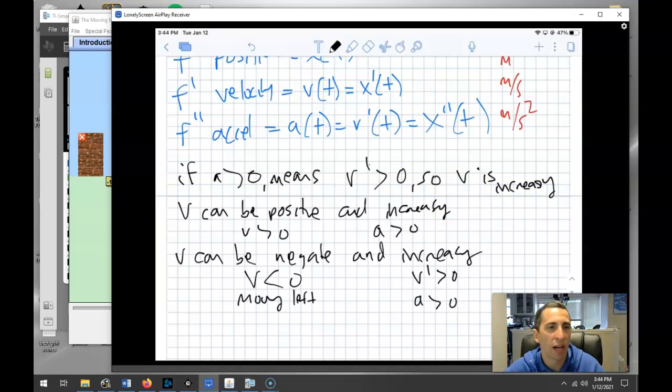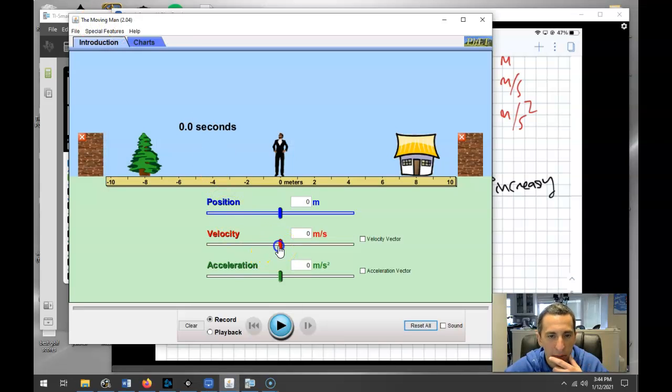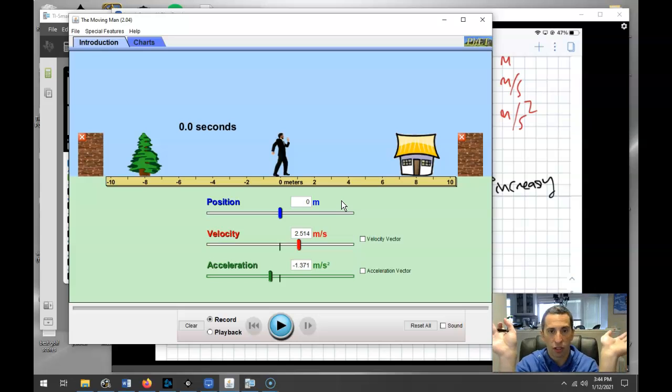You can have a positive velocity but a negative acceleration. So that means you're going forward, but your acceleration is pulling you in the other direction. It's like you're driving forward and then you hit the brakes. You're going forward, but that velocity is decreasing.